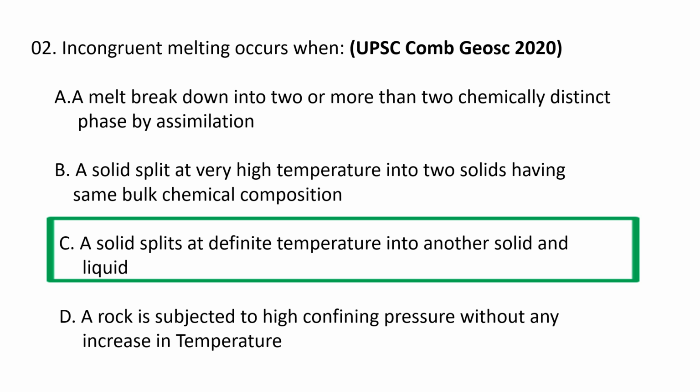So incongruent melting occurs when a solid substance, being partially melted, does not melt uniformly, so that the chemical composition of neither the resulting liquid nor the resulting solid is the same as that of the original solid. So incongruent melting occurs when a solid splits at particular temperature into another solid and also liquid. C is the correct option.